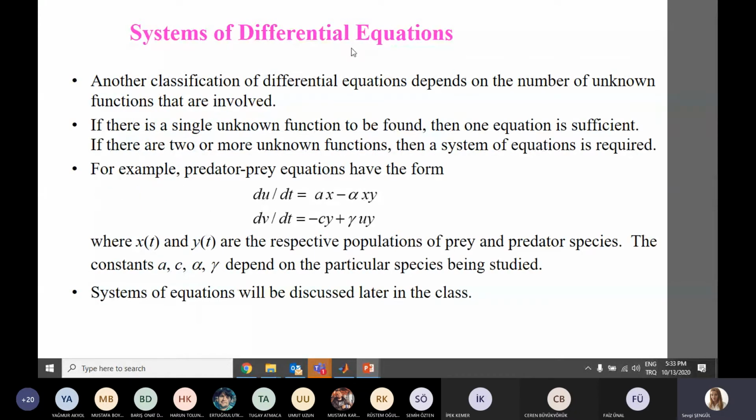And we can have systems of differential equations, in that sense, if we have more than two dependent variables. For example, for the mice and owls, if the owl population also depends on something, you can add this into a system and you will have a system of differential equations. We will be talking about the systems at the end of the class.